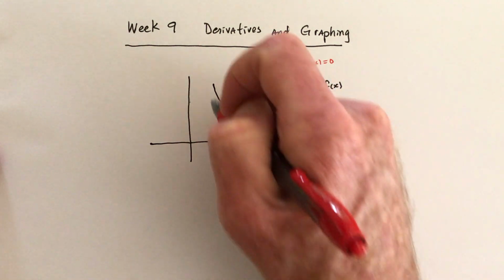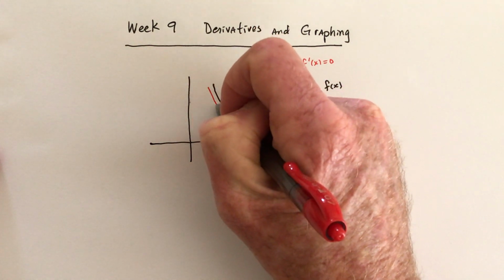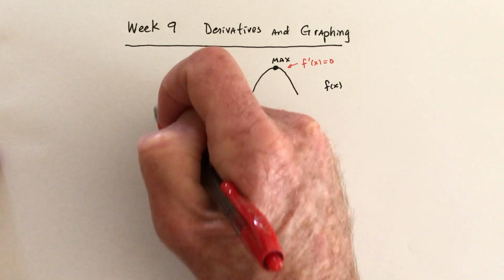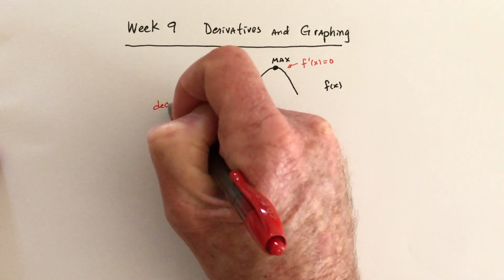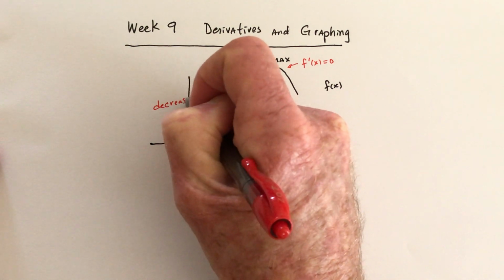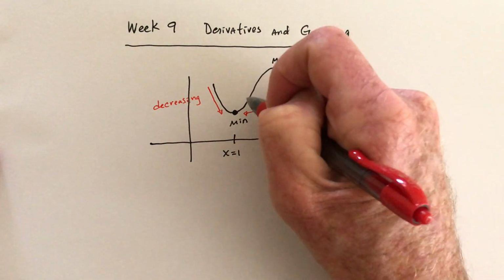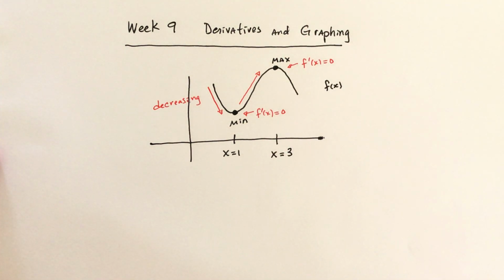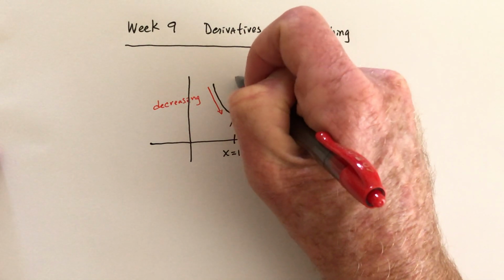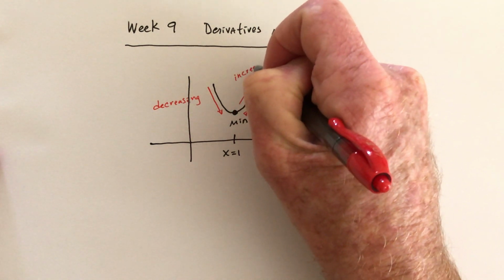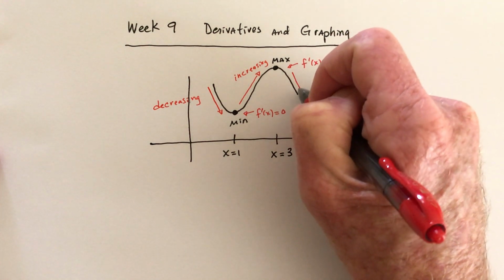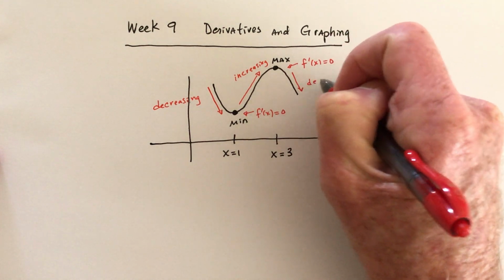One other thing to tell about the graph is as it's going this direction, it's going down. So that's called decreasing. The fancy word for going down, decreasing. And then as it goes from the minimum to the maximum, it's going up, but we call that increasing. And as you may have guessed, on the other side, it's going down, so it's decreasing.